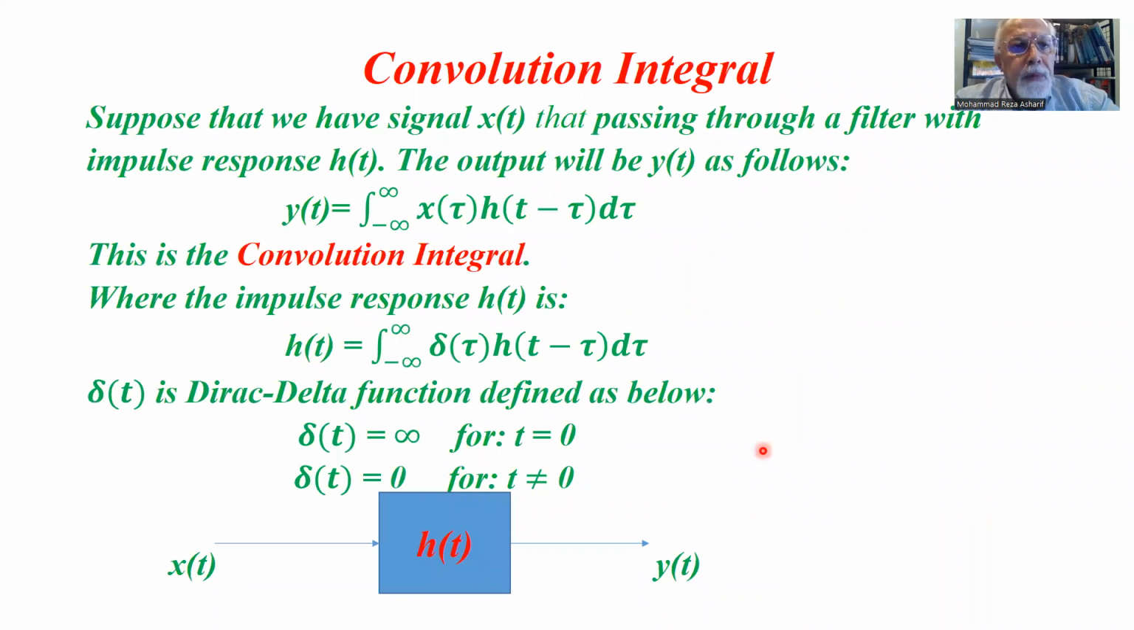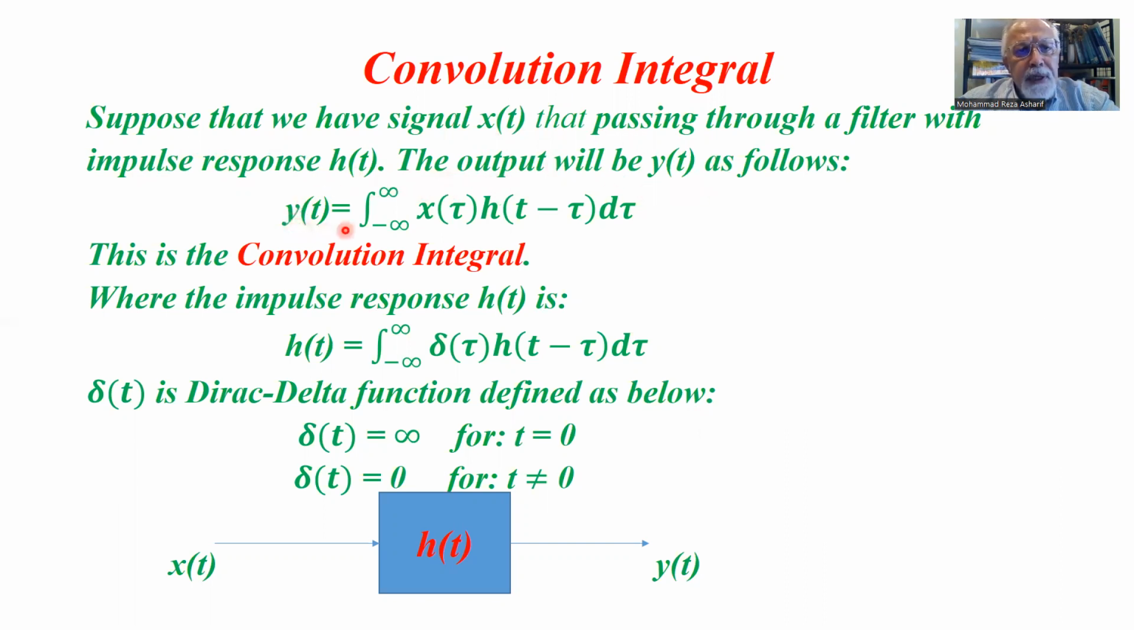The convolution integral, how we can define: suppose that we have a signal x(t). This signal is one-dimensional. So for instance, this signal can be any signal in the time domain, any signal of audio or radio frequency, whatever. And this signal, for instance, is passing through a channel or a filter with the impulse response of h(t), and the output will be the convolution between these two.